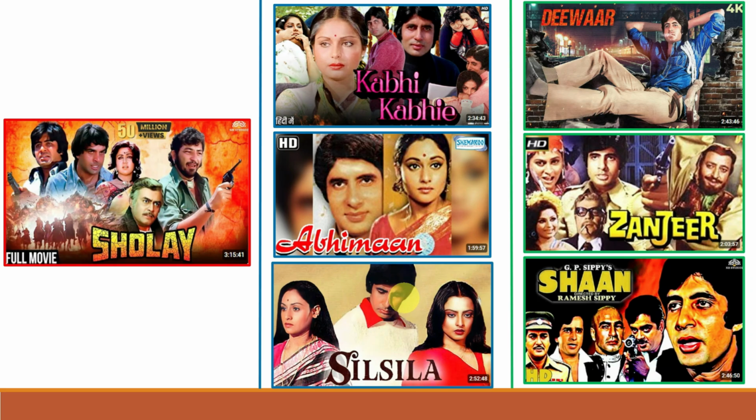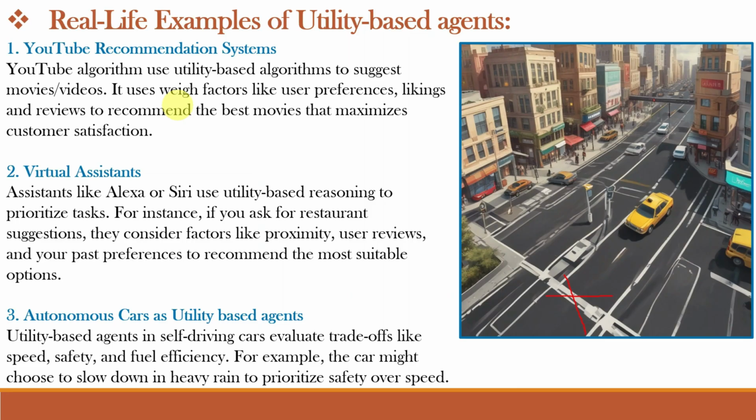Because these are romantic drama movies, and rather YouTube will suggest me movies like Deewar, Zanjeer or Shaan, as these movies are Amitabh Bachchan's popular action movies. Okay, so it uses factors like user preferences, likings and reviews to recommend the best movies that maximize the customer satisfaction. So here my preference or utility or happiness is Bachchan sir's action movies. So it will show me such movies.